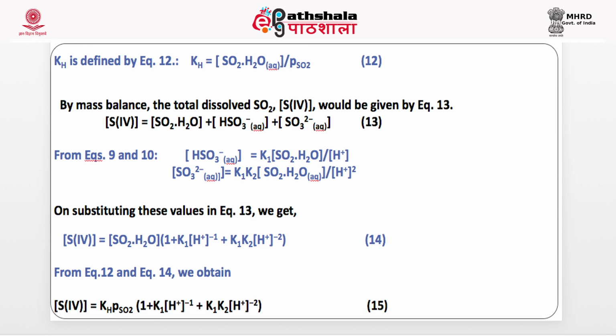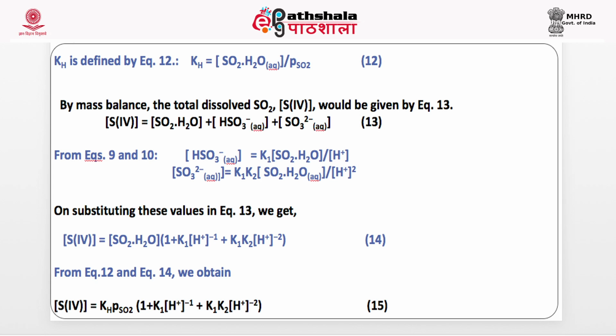Sulfur 4 includes all SO2 species in which the oxidation number of sulfur is 4. So, the total SO2 that is dissolved in water, that is S4, equals SO2·H2O, bisulfite and sulfite. From this equation, K equals this into this upon this. Therefore, HSO3 will be equal to, we can calculate by this equation, so this equals this.